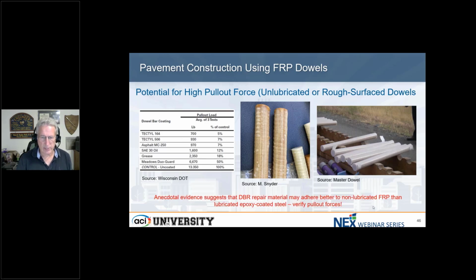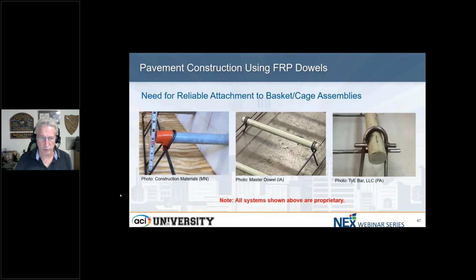And it has been suggested, this is why I say trust but verify. There was a job in Washington State on a dowel bar retrofit project where a non-lubricated FRP bar was put in. And the repair material they used, and I'm not sure what the repair material is, I suspect it was probably a polymer concrete or some proprietary material, not just a regular Portland cement concrete. The contractor noted that that stuff stuck to the bars really, really well, because they had to excavate a few of them out to replace or repair them. And they noted a lot of adhering repair material on the bars. So again, trust but verify on the lubrication issue.